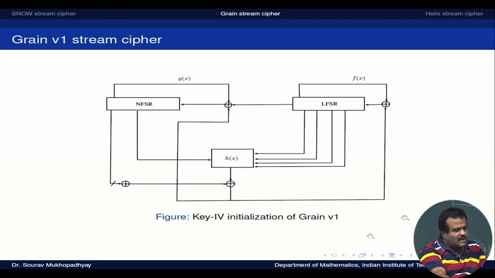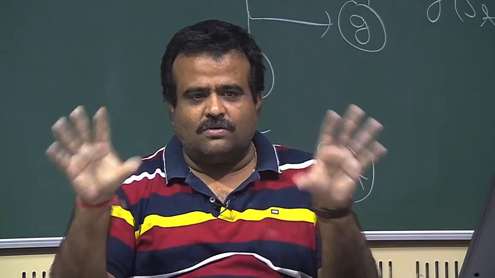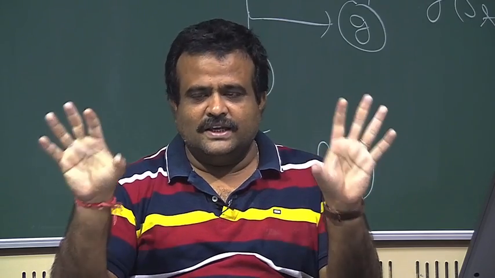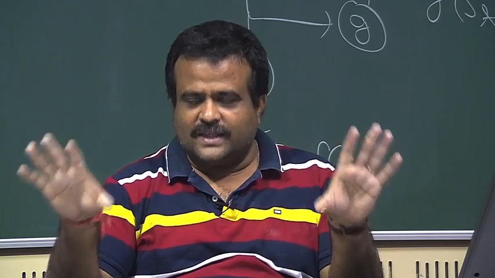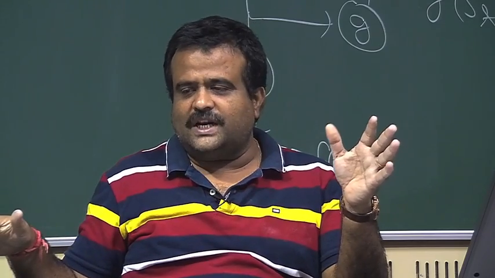and then we run this for 160 rounds. We clock this system for 160 rounds, and after that we reach the initial state. Then after that we do the clocking to get the key stream. So that is the idea.